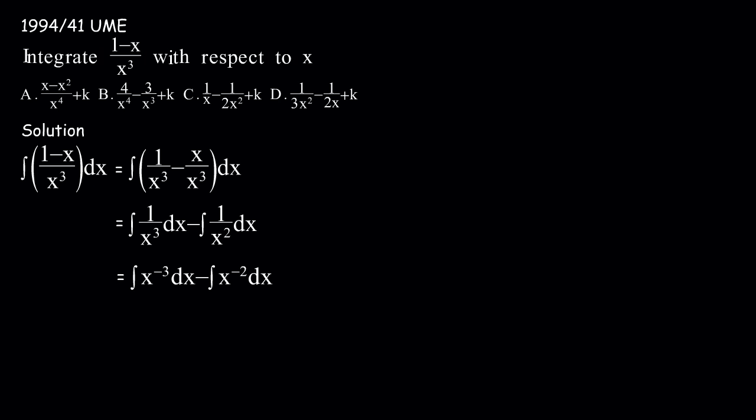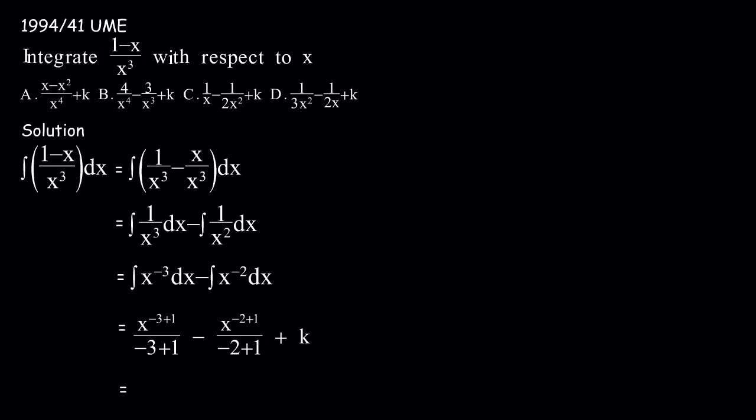Now integrating both parts, applying the formula, s to the power minus 3 becomes s to the power minus 3 plus 1 divided by minus 3 plus 1, minus, integrating s to the power minus 2, s to the power minus 2 plus 1 divided by minus 2 plus 1, plus our constant of integration, which is k.